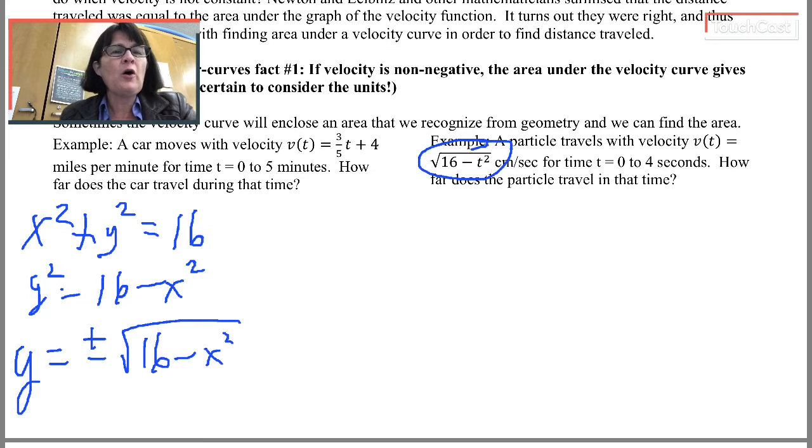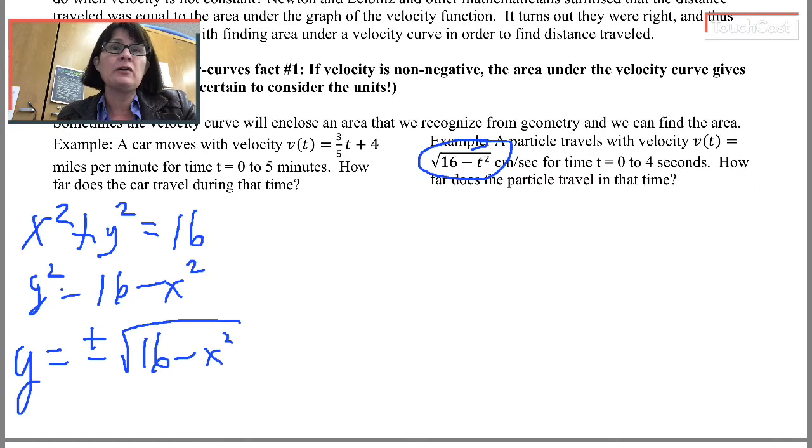So I'm hoping you start to recognize this, because this does come up pretty frequently on the AP test. A function that looks like this, square root of some perfect square minus some variable getting squared, is the equation of a circle. It's the equation of the top semicircle of a whole circle, because this doesn't have the plus or minus sign here. There's no plus or minus sign.